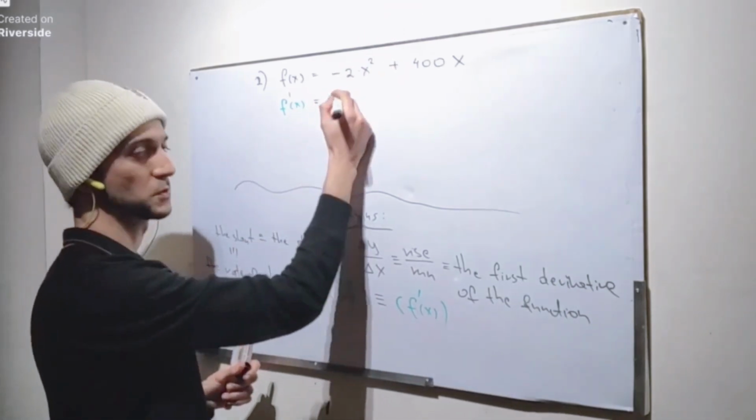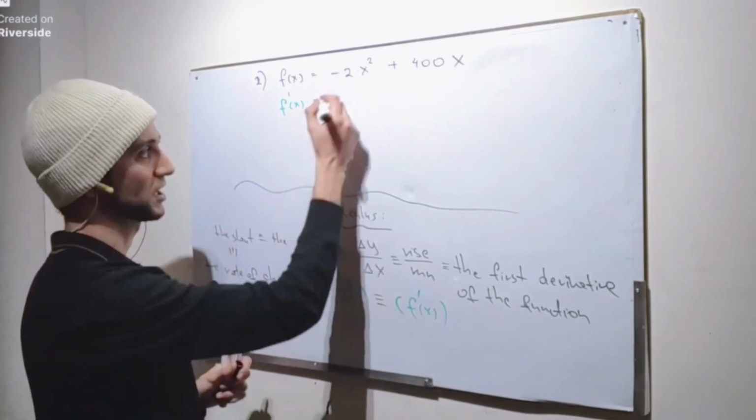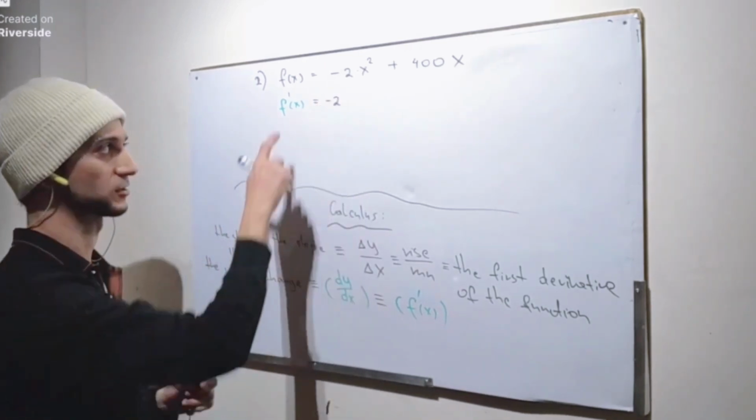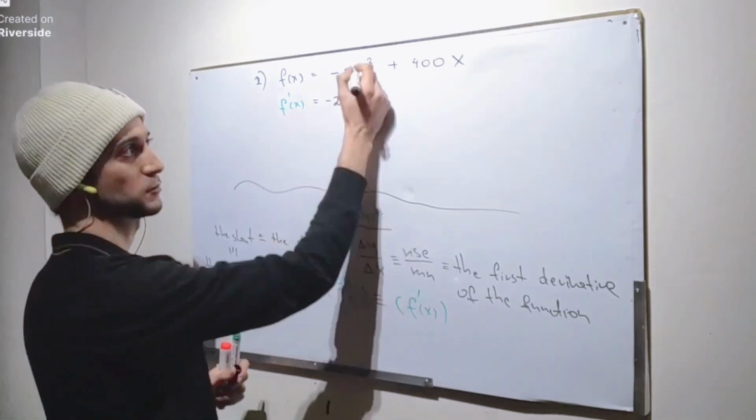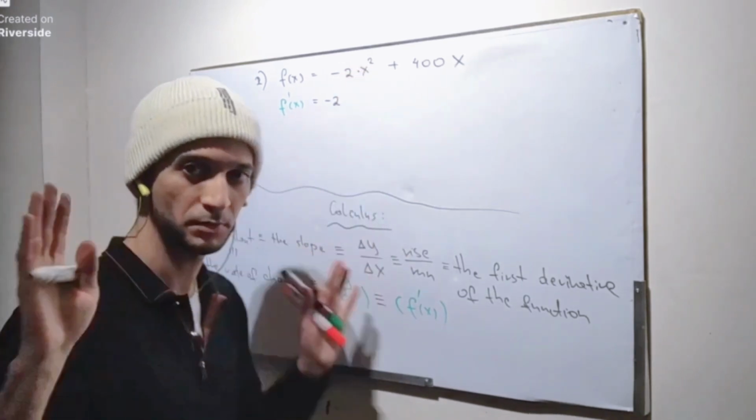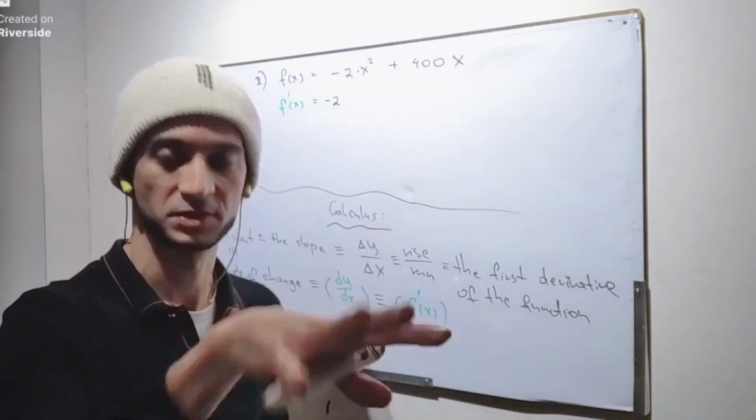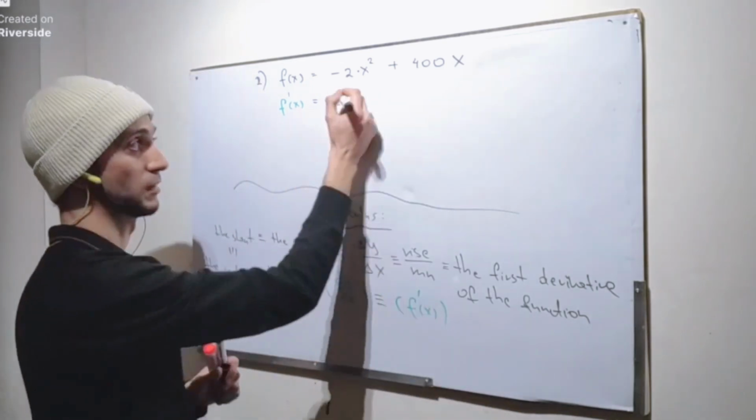So those numbers, which we call scalar multiples, will always survive the act of differentiation. They will never disappear. Anytime you have a number that is multiplied to some variable, that number will always be part of the answer, of the differentiation, of the derivative, okay? So minus 2 here will stay.